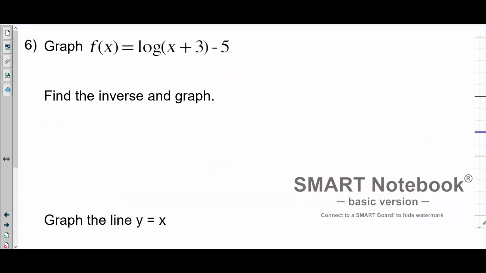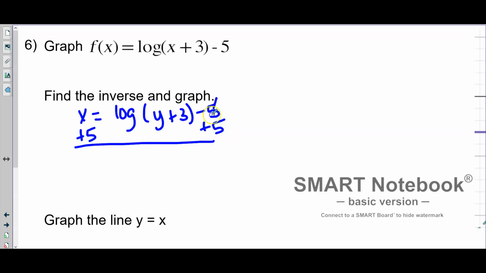All right, so for number 6, we're going to graph the function, but we're also going to find the inverse and graph it. And then we're also going to graph the line y equals x to look at what it does. So remember, to find the inverse, you switch x and y. So f of x is like your y, so it's going to become x equals log, the x becomes a y. And what we're trying to do is solve it for y. So I'm going to first add 5 to each side. And I'm going to rewrite my log so it's on the left-hand side.